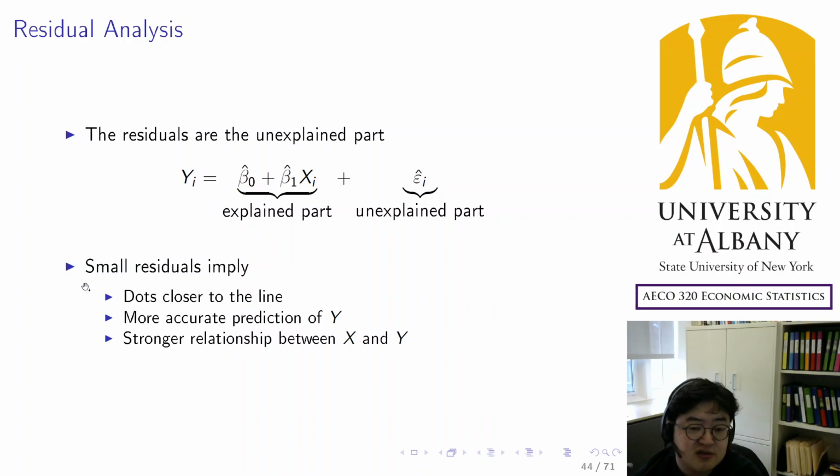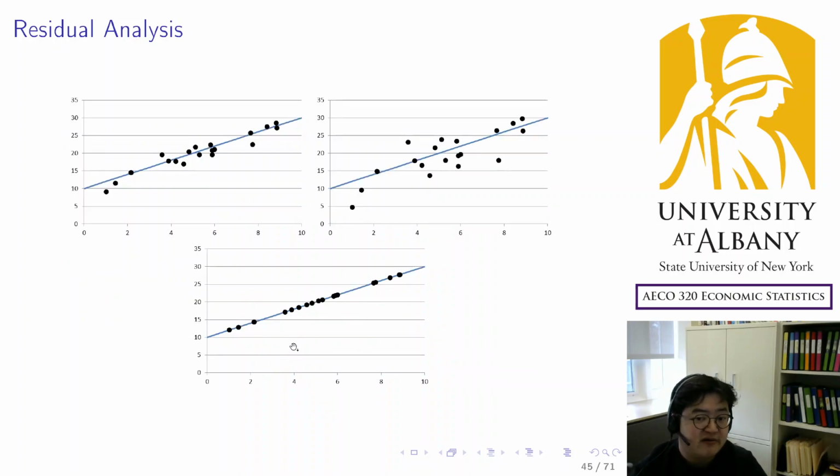So small residuals imply all the dots are closer to the line graphically, or our prediction is more accurate. So you could explain more part of y. Or you may think the x and y have a stronger relationship. So in chapter 11, we learned strength of relationship. That is coming up again. Because graphically, in this case, this is an extreme case where there is no residual at all. So perfect prediction means the correlation coefficient is 1. So this is the case where the strength is the maximum.